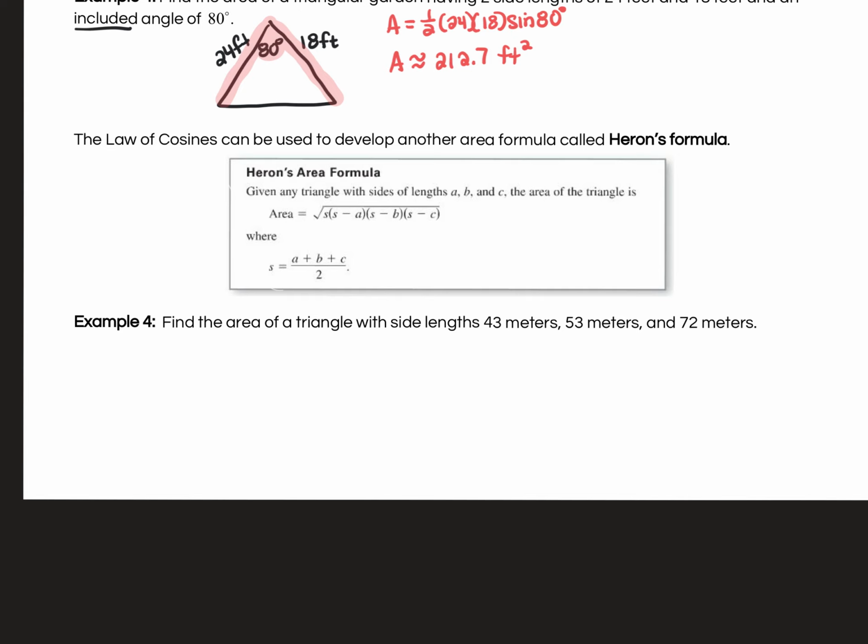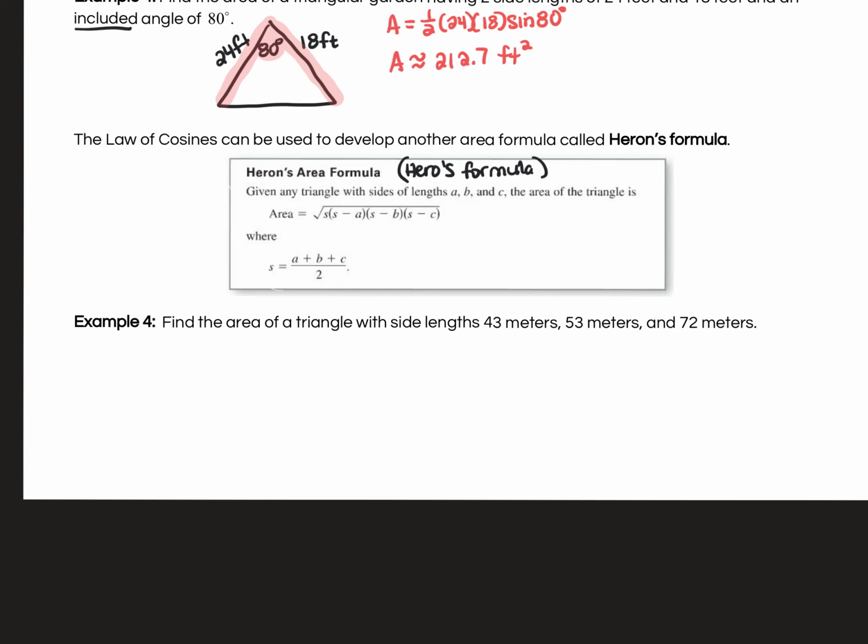The second area formula is called Heron's formula. Sometimes you'll see it written as Hero's formula. It just depends on which book you're looking at. It's derived from the law of cosines. If you're curious about how either of these formulas are derived, that's something we can definitely talk about in class. I just don't want to take up all that time in the video.